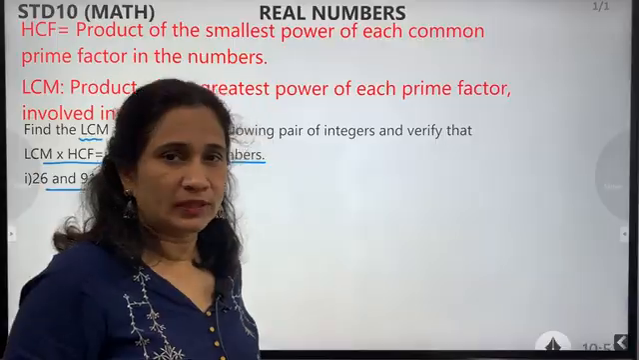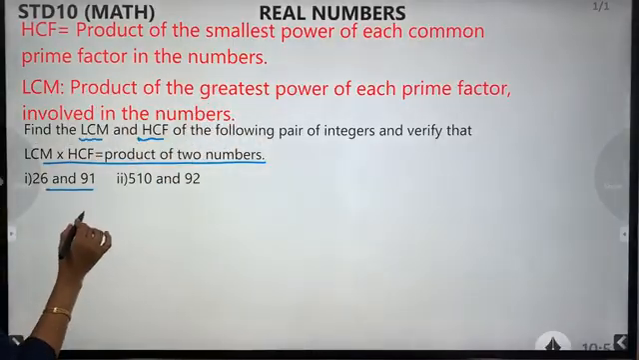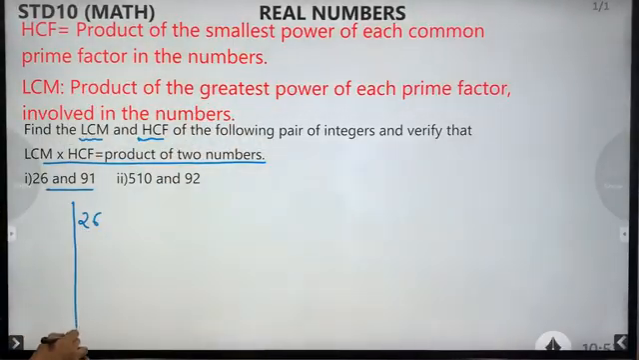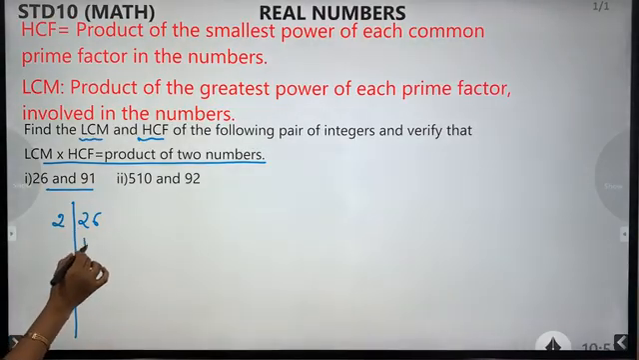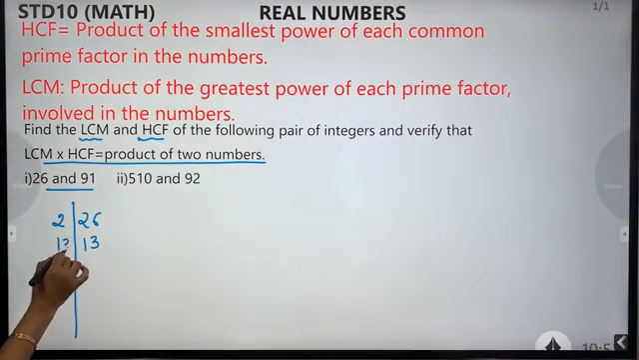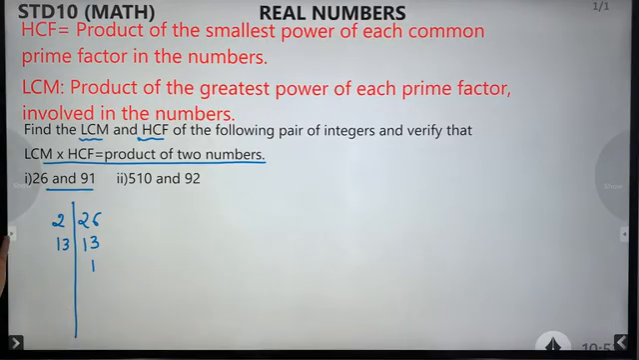Preferably I use the vertical method. So the first number is 26, which I am going to prime factorize. 2 13s are 26, and 13 ones are 13, and that ends my prime factorization because I have got a 1 over here.